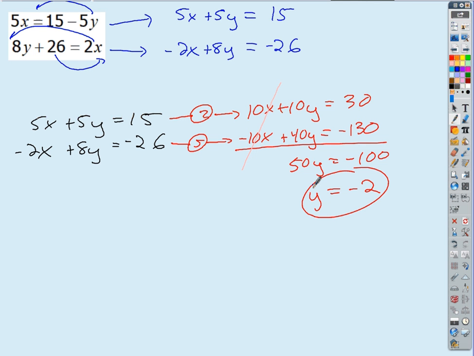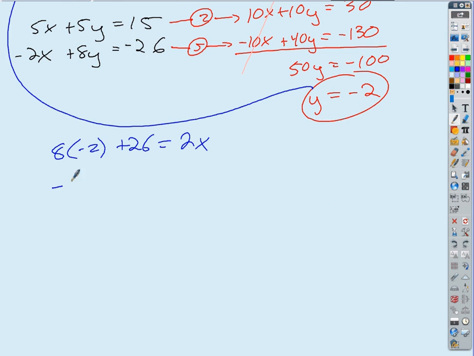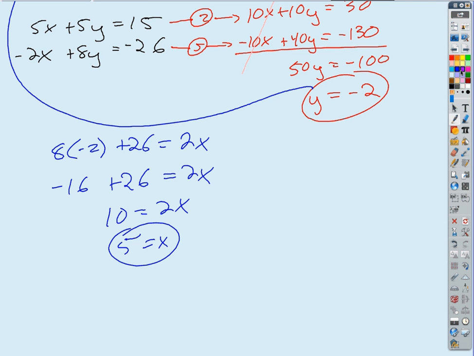Let's just pick, doesn't matter, how about that one? So we get 8 times y, which is negative 2, plus 26 equals 2 times x. That gives me negative 16 plus 26 equals 2x. That's just 10, isn't it? So 10 equals 2x, so what does x equal? 5. Very good. Okay, so now we get the solution: x equals 5, y equals negative 2.